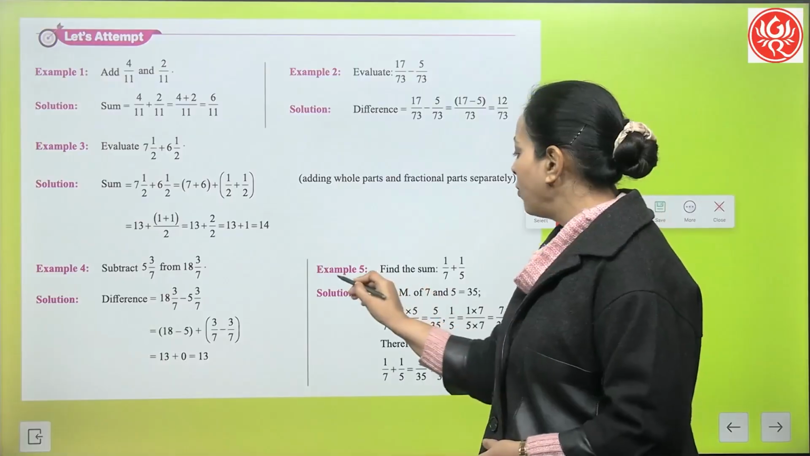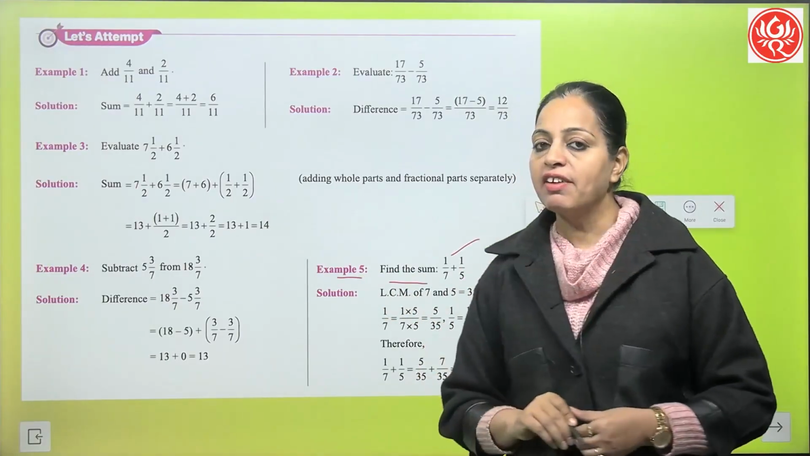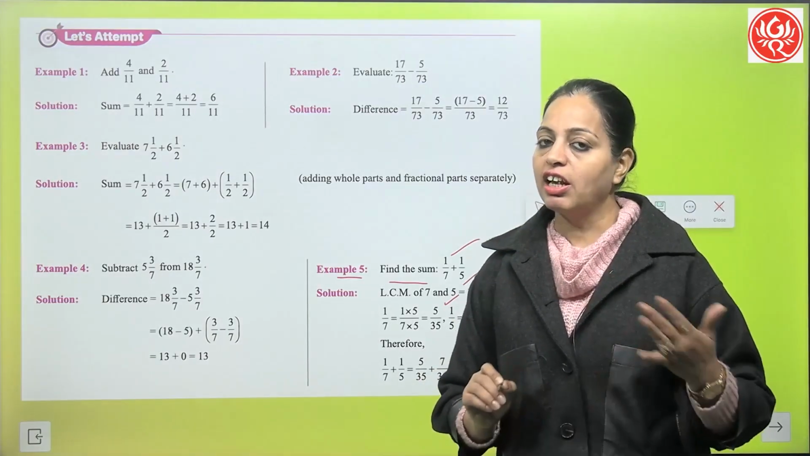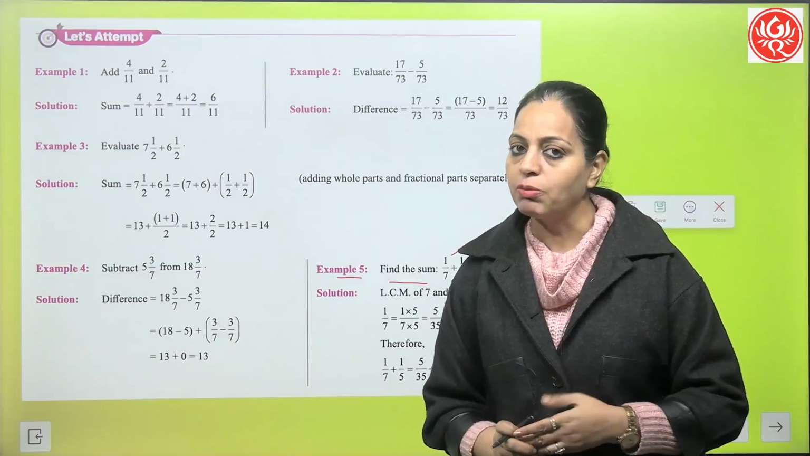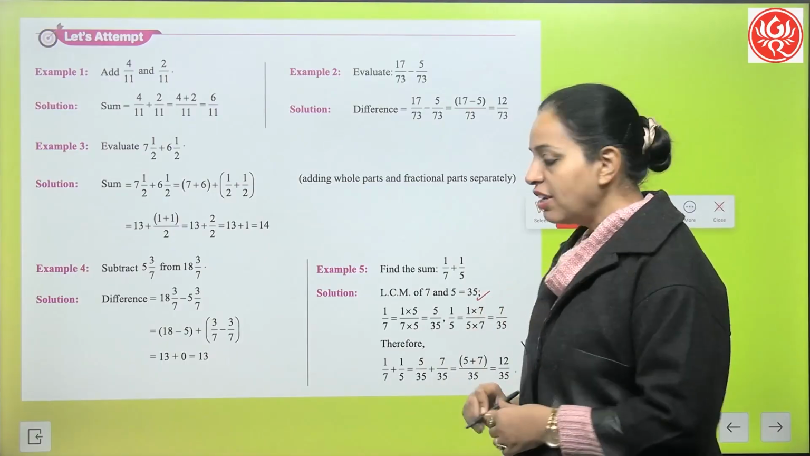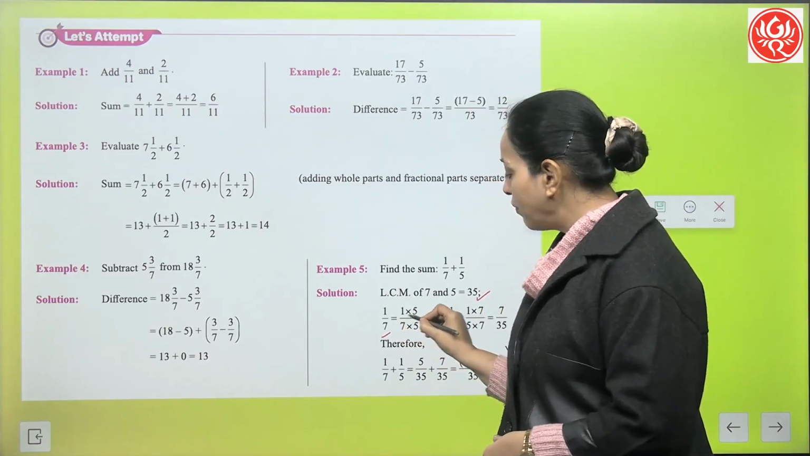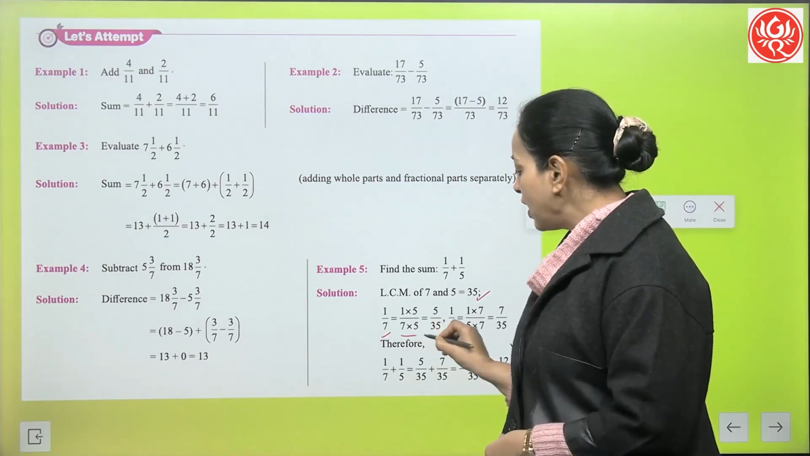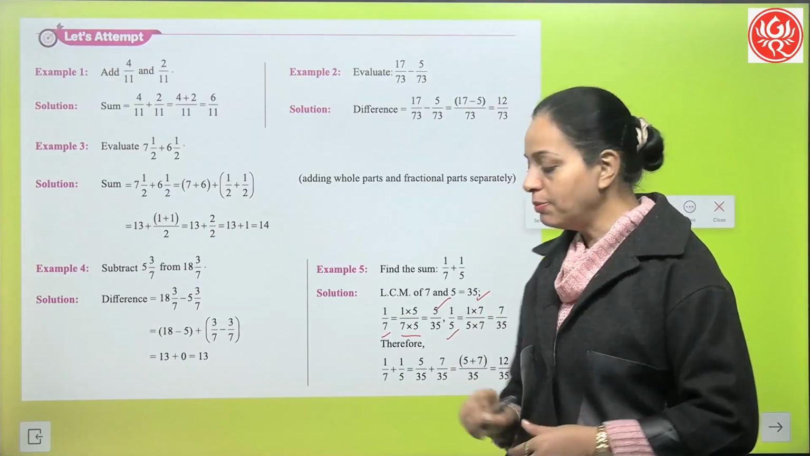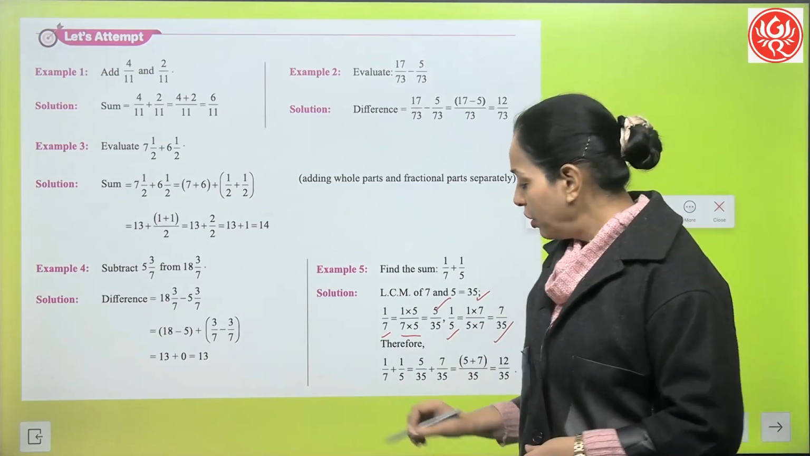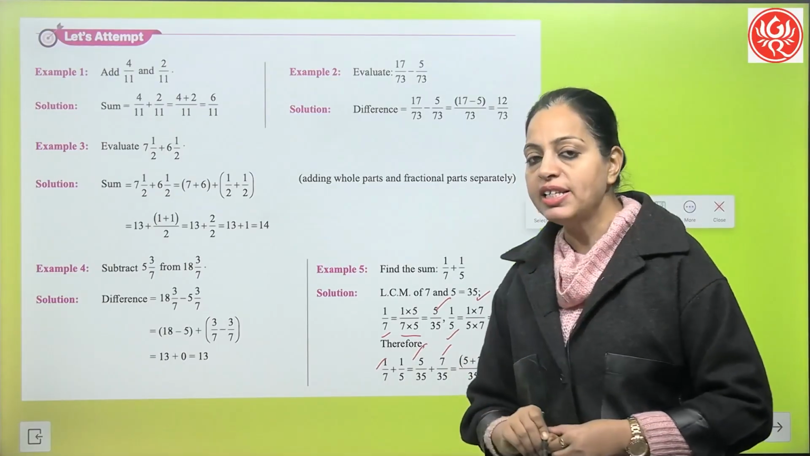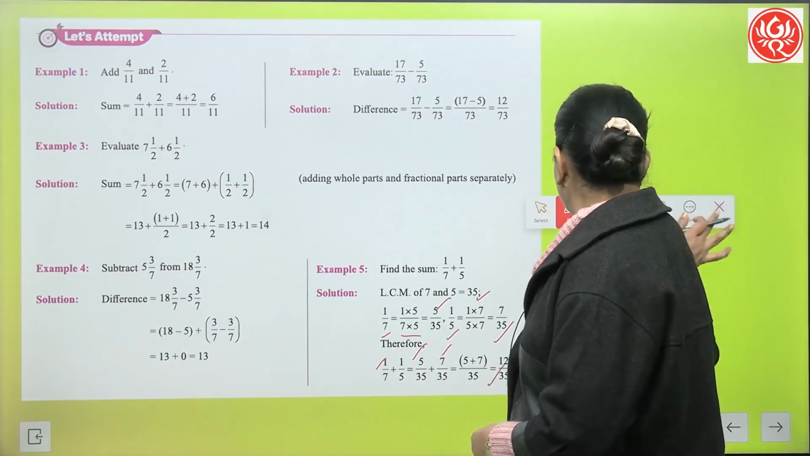Okay. Now example 5, find the sum 1 by 7 plus 1 by 5. Now these are unlike fractions. इन्हें हम change करेंगे like fractions में. So we will take the LCM of denominators 7 and 5, that is 35. अब हम क्या करेंगे, 1 by 7, ये बन जाएगा 1 into 5, 7 into 5 means 5 upon 35 and 1 by 5, it becomes 7 upon 35. Now add these two. 5 upon 35 plus 7 upon 35 means 12 upon 35.